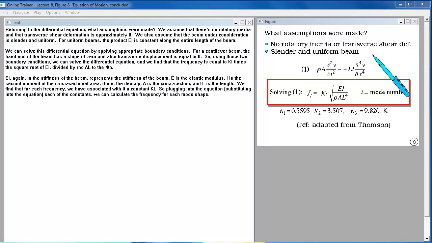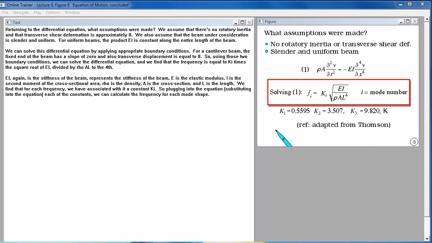We can solve this differential equation by applying appropriate boundary conditions. For a cantilever beam, the fixed end of the beam has a slope of 0, and also transverse displacement is equal to 0. So using those two boundary conditions, we can solve the differential equation, and we find that the frequency is equal to k sub i times the square root of EI divided by rho a L to the fourth.